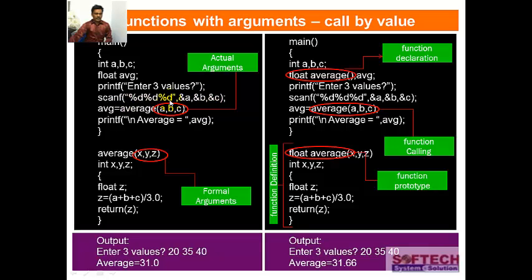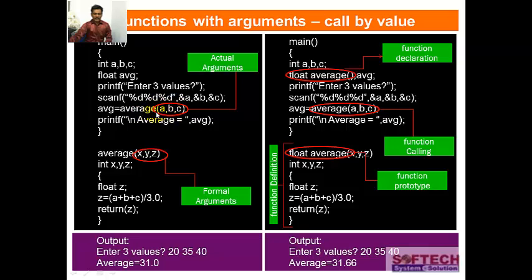After receiving the values and assigning them to A, B, C through the scanf statement, then we call the function. This is a function name. We call the average function. Within the parenthesis, we give three variables. These are the arguments.